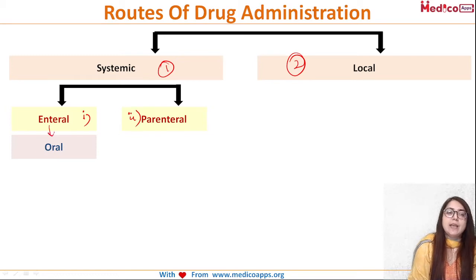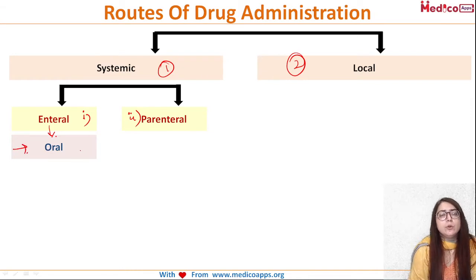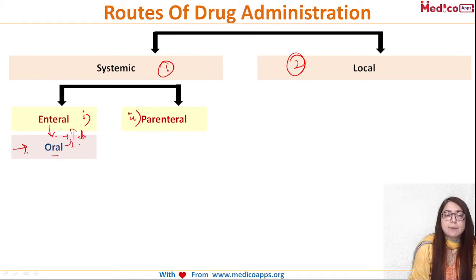Now, enteral, we have three routes. First is the oral route. Oral route, you take medicine for fever, for headache, or even for stomach ache. All these you take through oral route only. Through the oral route, we can give tablets, capsules, then syrups.